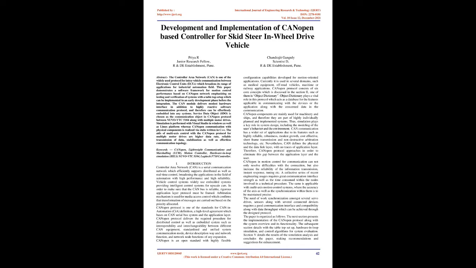Introduction. Controller area network, CAN, is a serial communication network which efficiently supports distributed as well as real-time control, broadening the applications in the field of automation with high performance and high reliability. Vehicle control systems widely use embedded systems providing intelligent control systems for upscale cars. In order to make sure that the CAN bus is reliable, a rigorous application layer protocol must be framed.